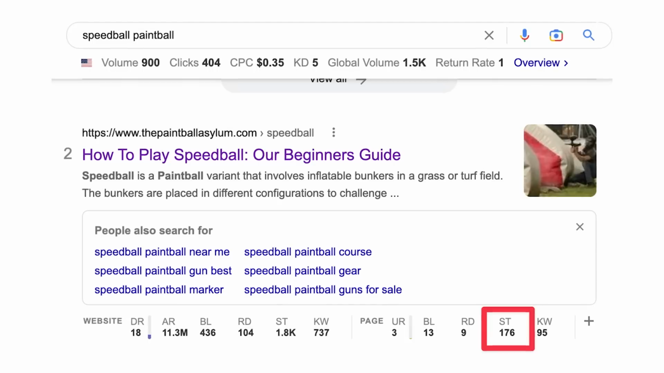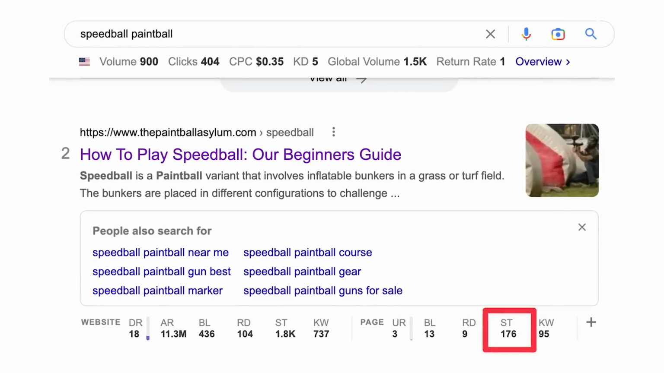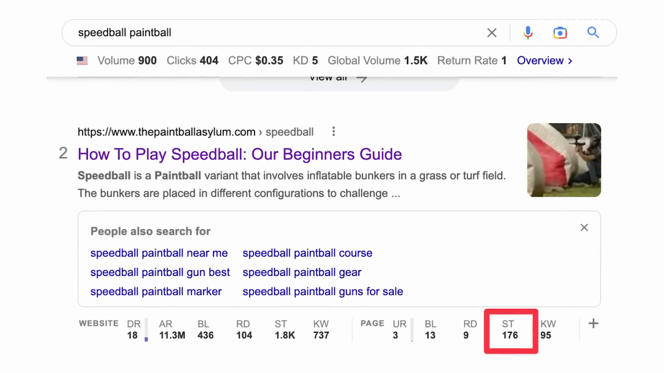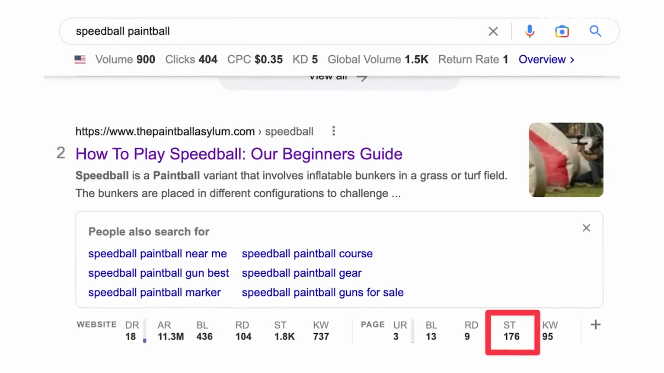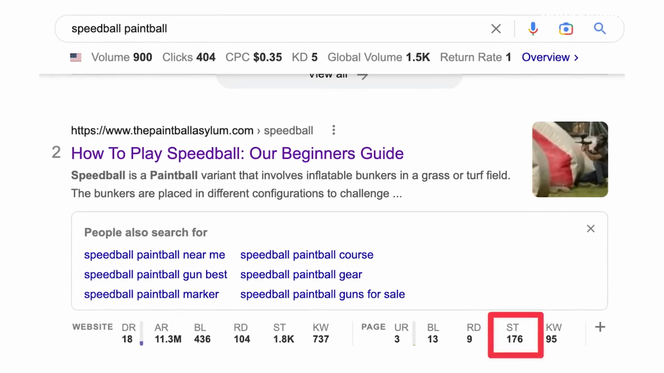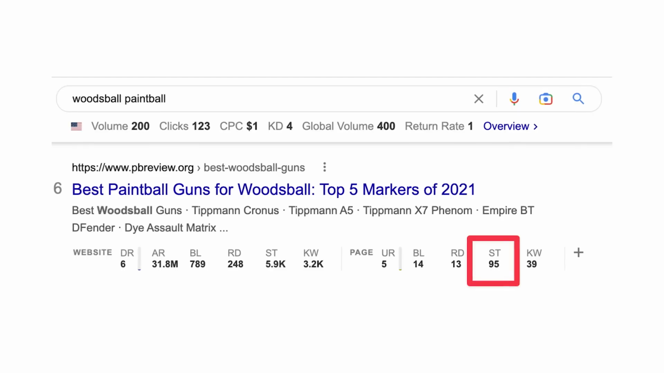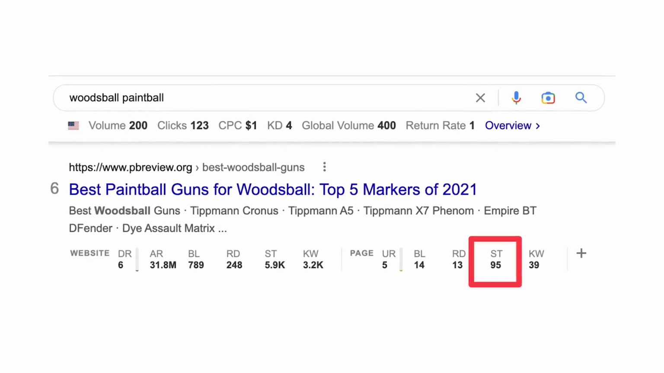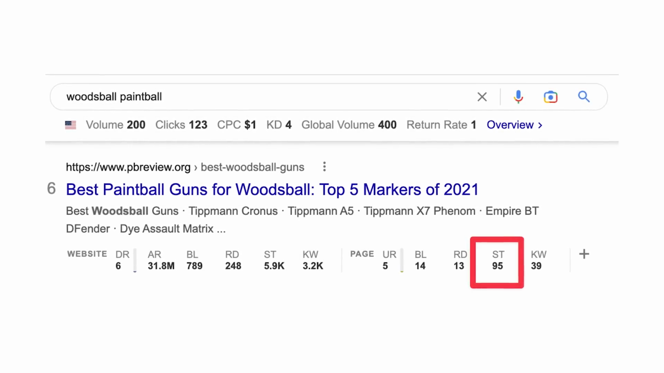And then basically I started just checking these keywords on Google, and I was like, okay, what is speedball paintball? And then literally the number 2 result for speedball paintball, which has a search volume of 900, was a DR18 site that gets 176 search traffic according to Ahrefs, which is pretty good. Usually you get quite a bit more for these long-tail keywords. So that gave me a keyword I would never have come up with. Or Woods Ball paintball, for example, was a DR6 ranking with 95 search traffic.